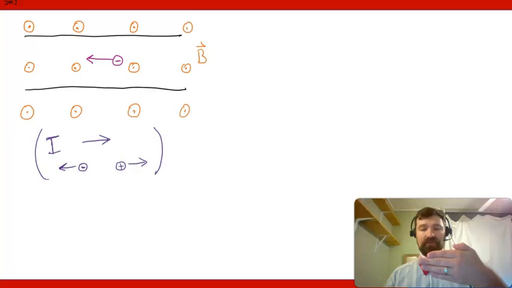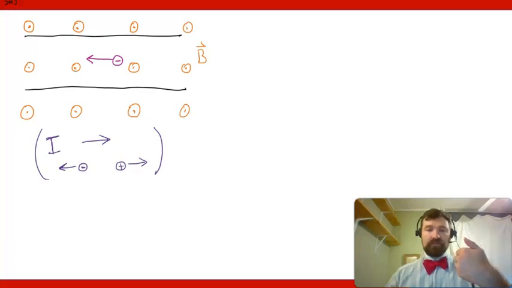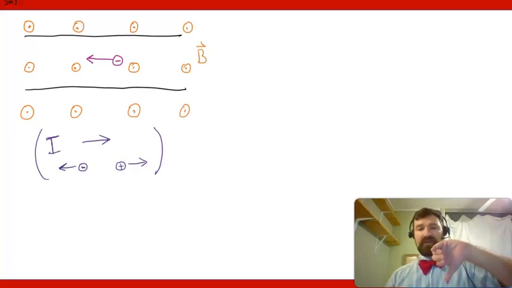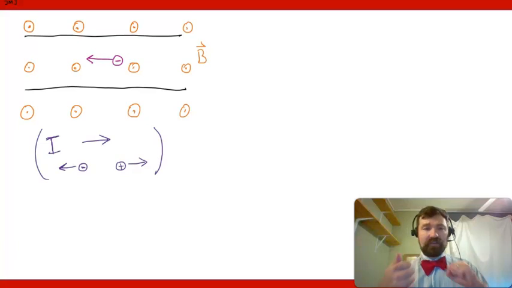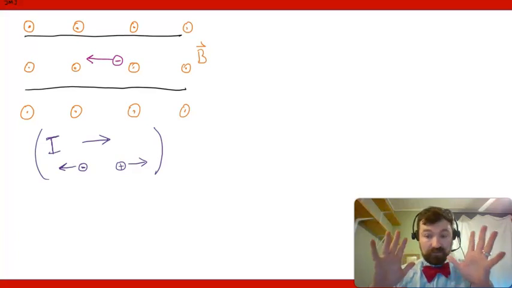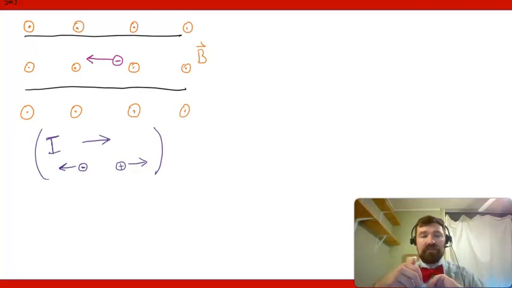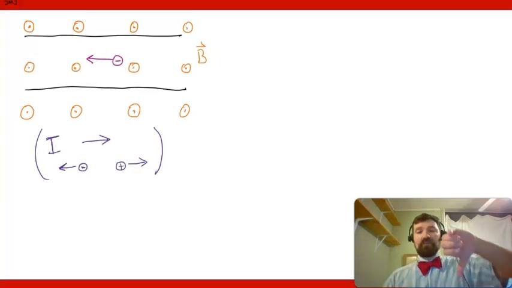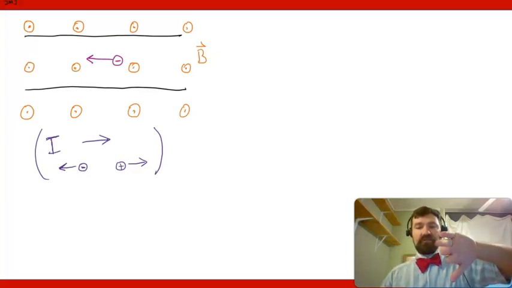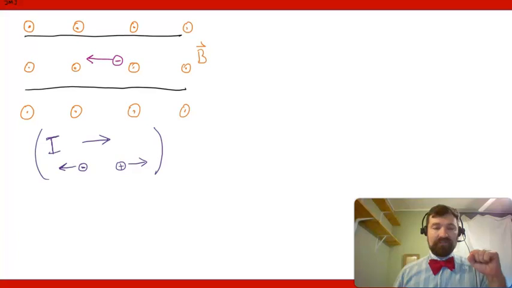And now my field is pointing out of the board, kind of away. So my field is pointing away from you. That means that we should be getting a force that, for a negative particle, should be pointing in the upward direction for positive, and therefore the downward direction for a negative. So this hand actually is correctly giving me the direction of the force on this particle.